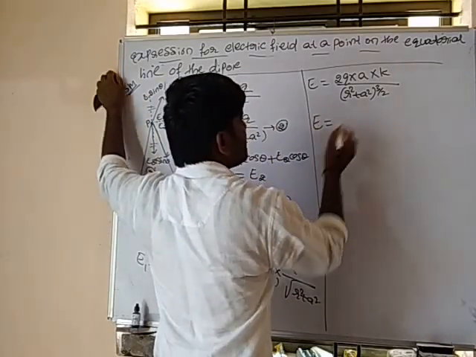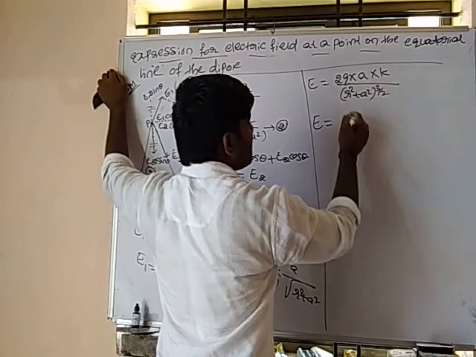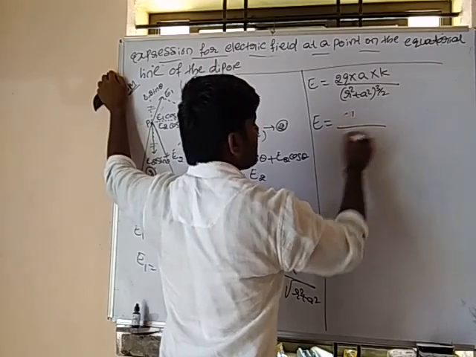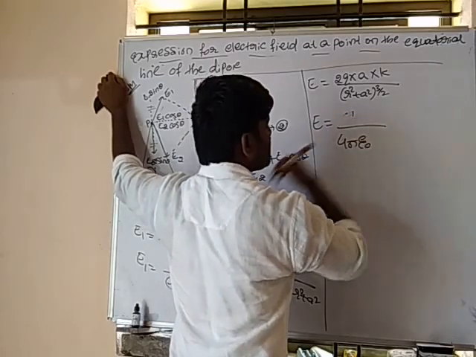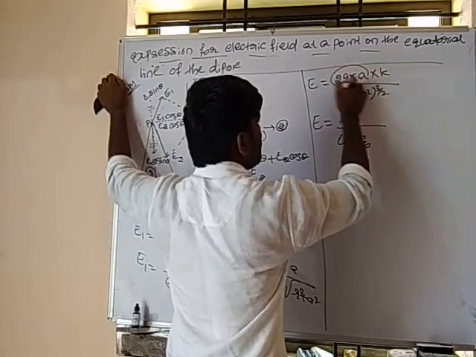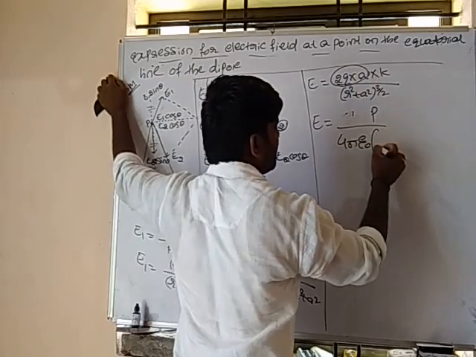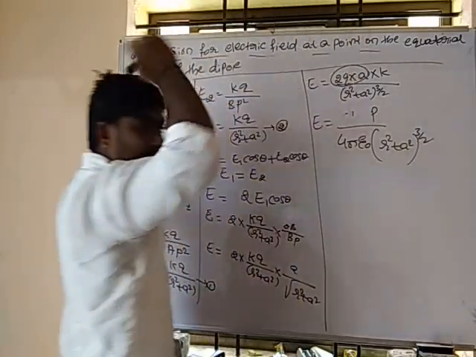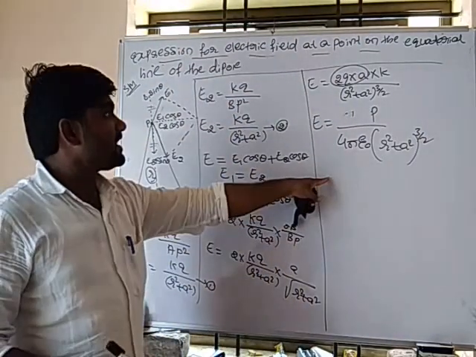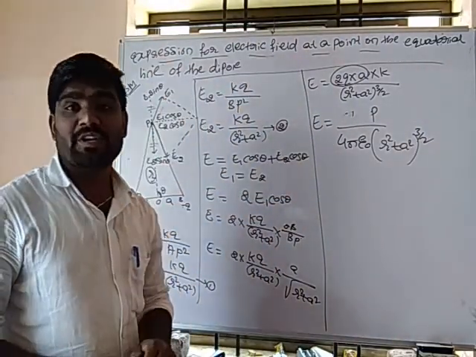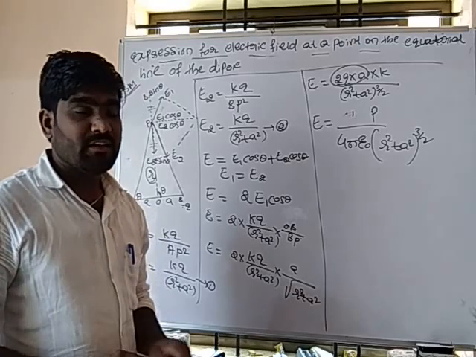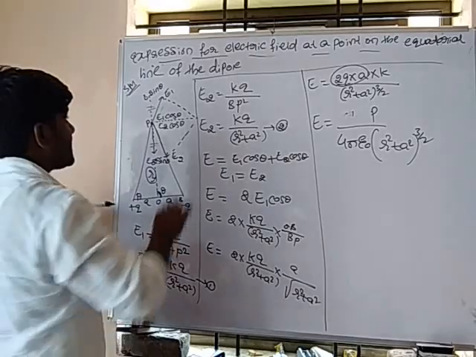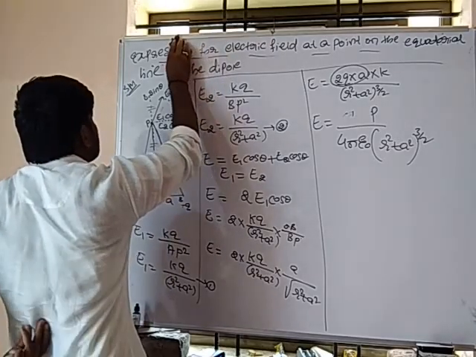So this E is equal to P, and putting the value of K as 1 divided by 4 pi epsilon naught, this whole term is P divided by 4 pi epsilon naught into R square plus A square to the power 3 by 2. This is the final expression on the equatorial line. Okay? Then the next expression is torque.